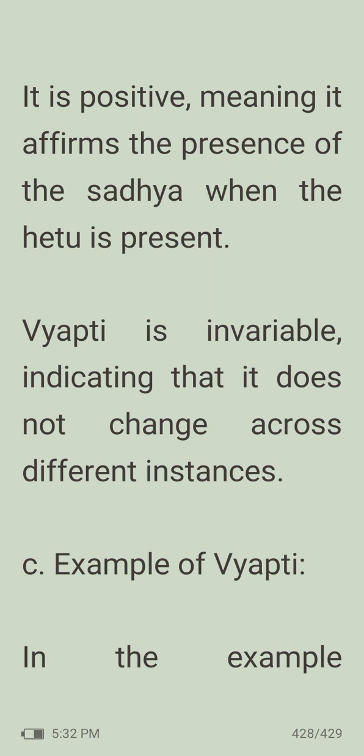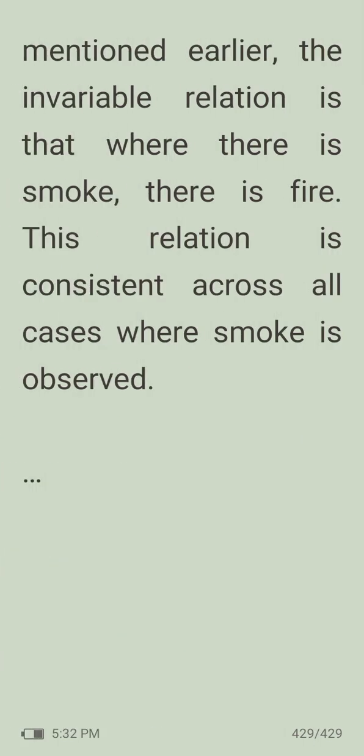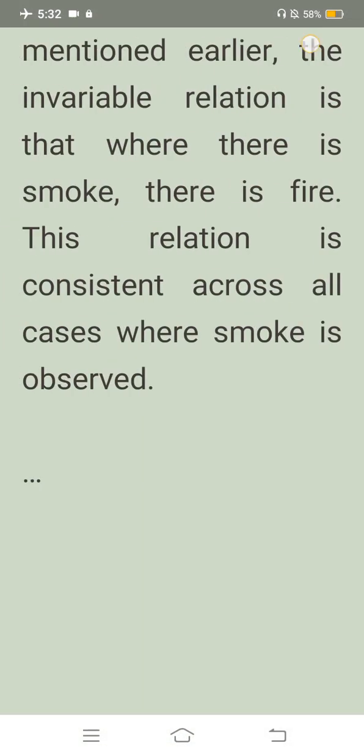An example of Vyapti is the example mentioned earlier. The invariable relation is that where there is smoke, there is fire. This relation is consistent across all cases where smoke is observed.